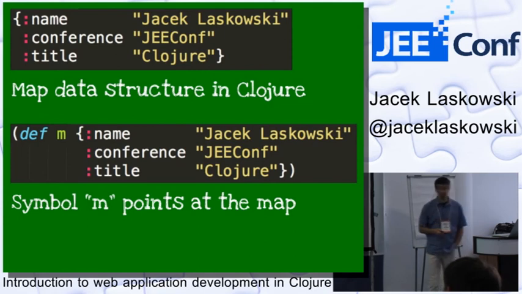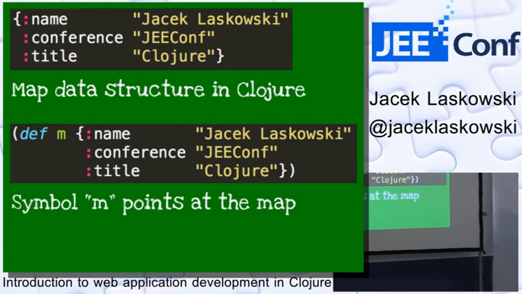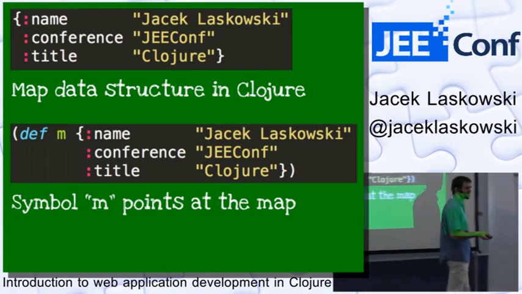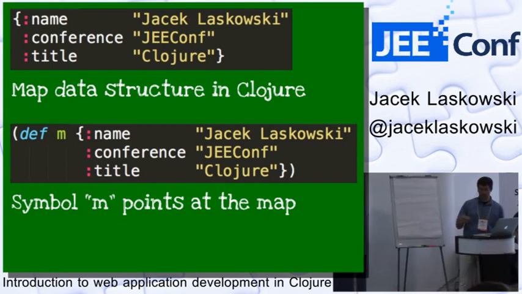So, what's this? This is a definition of M, which is a map with 3 pairs of key and value. We've got name with my name, conference with the conference name, and title of this presentation, which is Clojure in short. So from now on, symbol M will point at a data structure, which is a map. You understand it, do you? Okay, that's basic. That's going to be till the very end of this presentation.